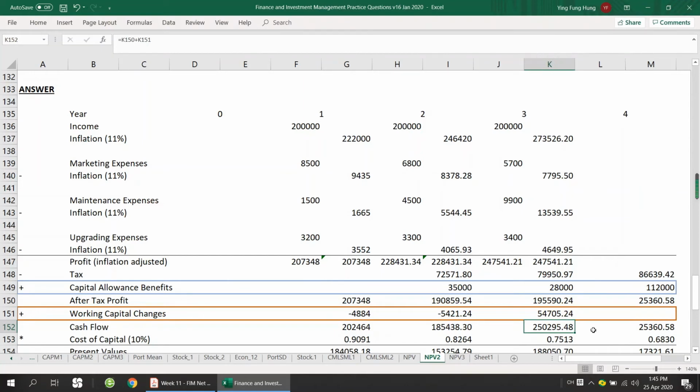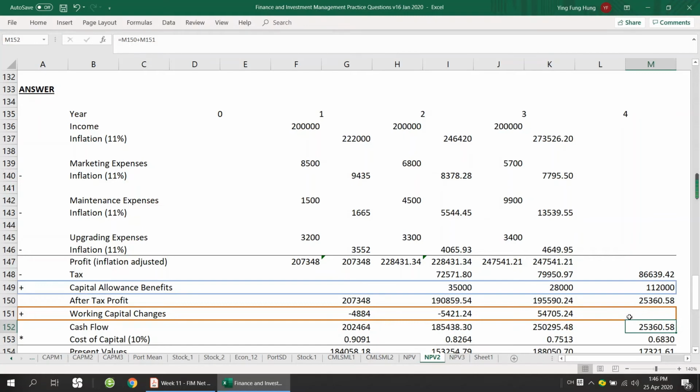We follow similar steps for the cash flow in year 3, which is this after-tax profit of 195.59024 thousand, and then we add the positive figure from the working capital changes of 54.70524 thousand, which will give us a cash flow of 250.29548 thousand.